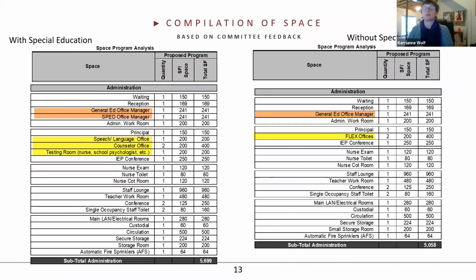Additional conference space. These are general conference rooms, not for IEP conferences, but if the principal needs to meet with parents one-on-one or something like that, outside of their office, maybe a smaller group. And then staff toilets, and then again, some of the same things that you would have in any public building, electrical rooms, custodial, etc. I'm sorry, there was something that just popped up in the chat. I want to make sure I address it.